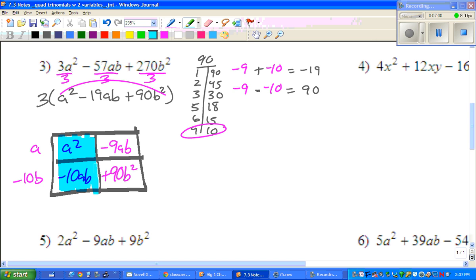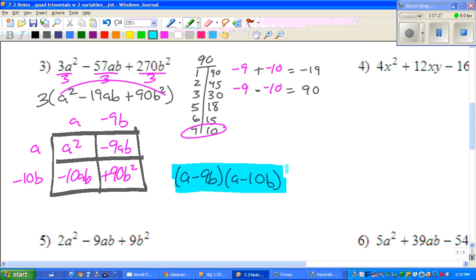Okay, and now we're going to the left column, which all they have is an A, and the right, we can take out a negative 9b. Alright, so our final answer: A minus 9b and A minus 10b.